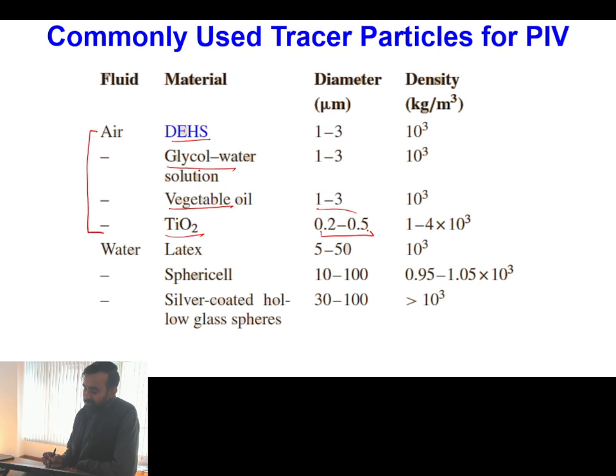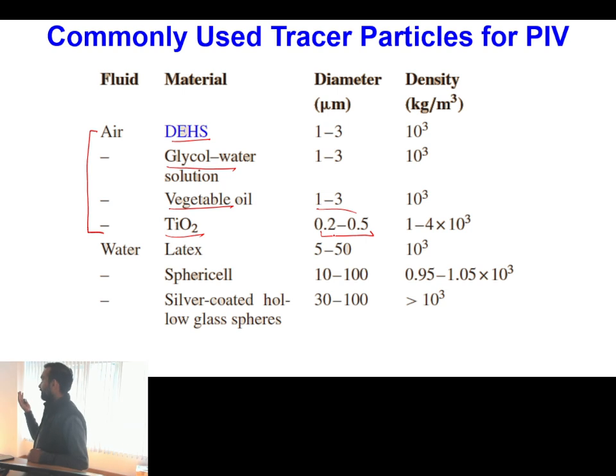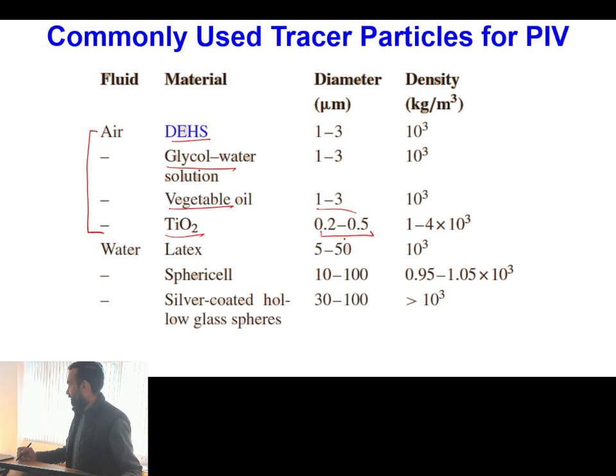The density value for TiO2 is high, that's why you can see the size has decreased. Upon increasing the density, if we keep the same size, then the particle response time will increase, but the particle response time we have to always keep less than the flow response time. Only then will the particles not interfere with the flow. So that is the reason the particle size has to be decreased.